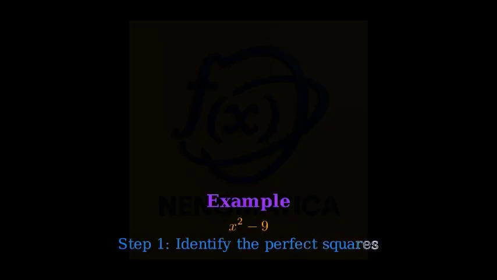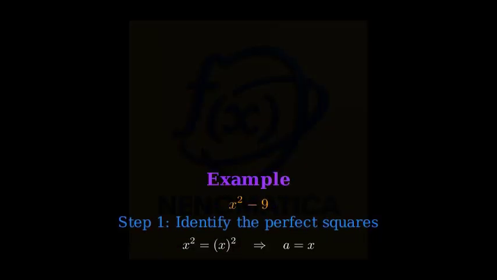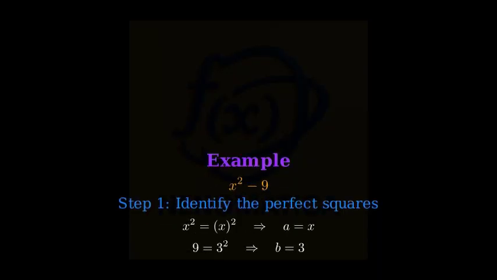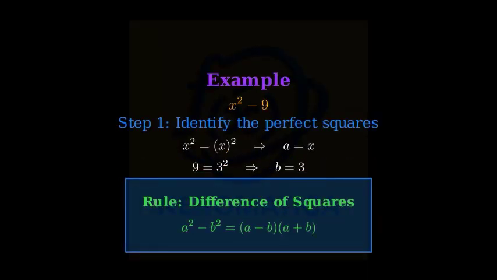Our first example is x squared minus 9. First, we need to identify the perfect squares in this expression. X squared is already a perfect square, where a equals x. And 9 is also a perfect square, since 9 equals 3 squared. So b equals 3. Now we can apply the difference of squares identity.